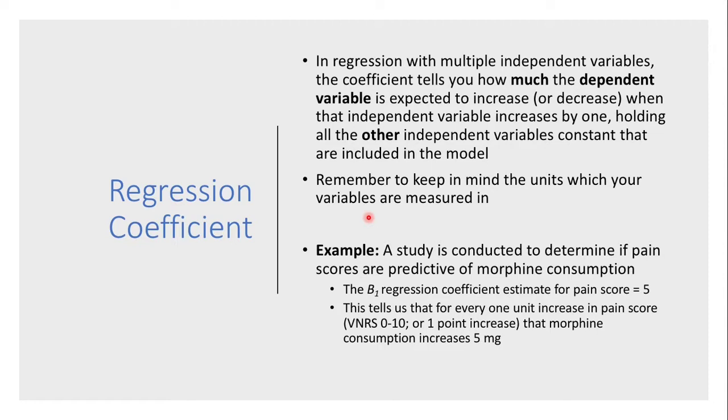So let's look at an example. A study is conducted to determine if pain scores are predictive of morphine consumption. The beta 1 is the regression coefficient, or this particular parameter estimate. The pain score came up with a beta coefficient of 5. So this tells us for every 1 unit increase in pain scores, morphine consumption increases by 5 milligrams.